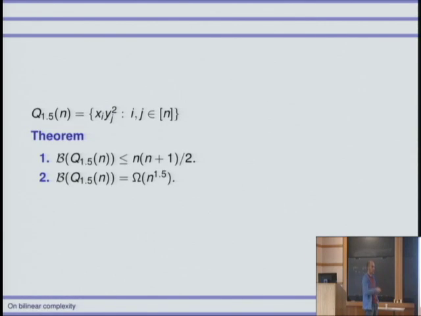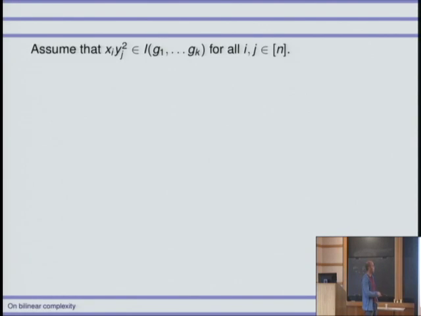The proof is quite simple, as Zev is already guessing how it's going to go. So let us assume that for every i and j, xi yj squared lies in the ideal generated by g1 through gk, where those gi's are now fixed, and they of course don't depend on i and j.